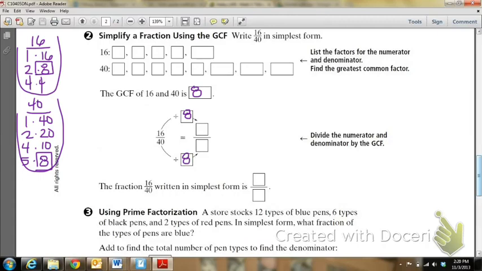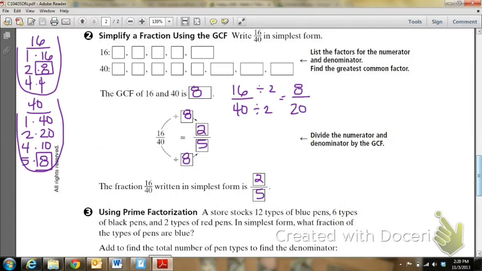16 divided by 8 is 2, and 40 divided by 8 is 5. So simplest form is 2/5. Now let's say you didn't go ahead and find the GCF right away. That's fine. Let's say I did 16 over 40 and I said, oh, 2 goes into both of these. So let's divide both by 2. I get 8 over 20.